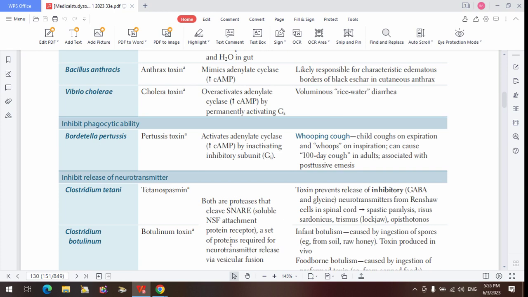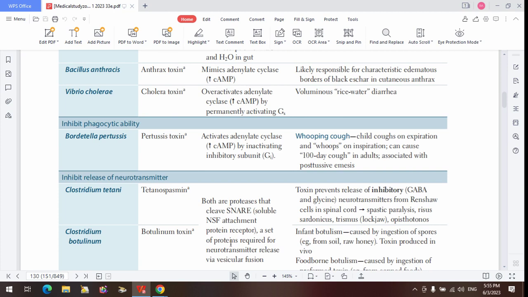Pseudomonas is very straightforward. It alters protein synthesis by inhibiting the activity of elongation factor 2 by ADP ribosylation, just like diphtheria. It causes host cell death, regardless of the cell, depending on where it's contaminating. Easy. The next one includes our Shiga toxin and our enterohemorrhagic E.